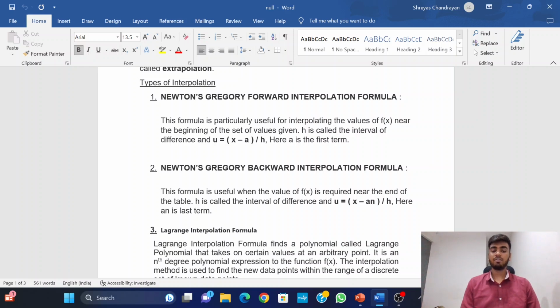h is called the interval of difference and u is equal to (x minus a) by h, where a is the first term. Second, Newton's Gregory backward interpolation formula. This formula is useful when the value of f(x) is required near the end of the table. h is called the interval of difference and u is equal to (x minus an) by h. Here an is the last term.